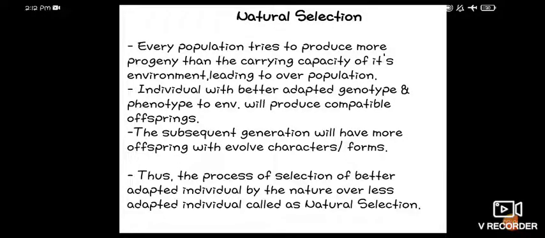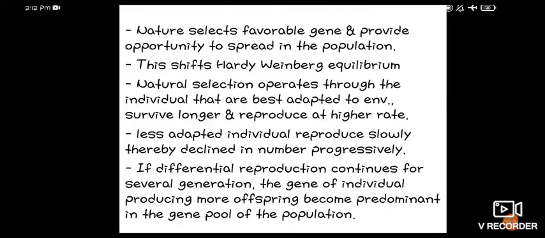And this process of selection of the better adapted characters from the individuals or populations by nature over a period of time is called natural selection. That means nature selects favorable genes and provides the opportunity for them to spread in the population.